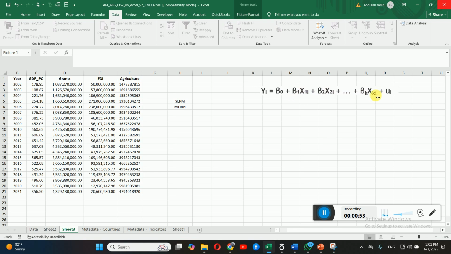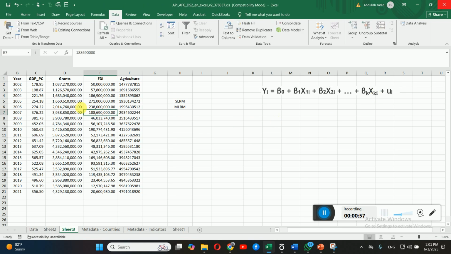So dear students, in our situation today, I have an example related to Afghanistan. The dependent variable I've collected from the World Bank, right? That is the GDP per capita. And we have three independent variables, which are grants, FDI, and agriculture. And I'm just interested to know how these three independent variables affect GDP per capita in Afghanistan.